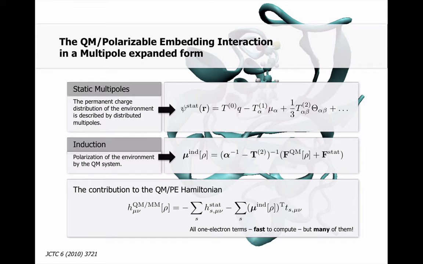And finally, by including both the static and the induced environmental potential into the one-electron part of the QM Hamiltonian, everything is solved in a self-consistent manner, meaning that both the quantum system and the polarizable but classically treated system are both solved using self-consistent field procedures.